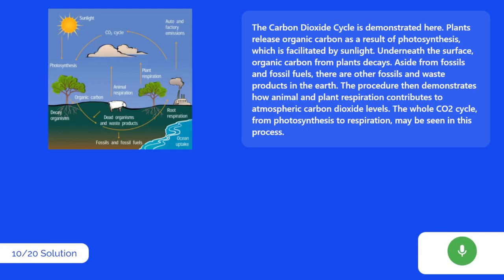The carbon dioxide cycle is demonstrated here. Plants release organic carbon as a result of photosynthesis, which is facilitated by sunlight. Underneath the surface, organic carbon from plants decays. Aside from fossils and fossil fuels, there are other fossils and waste products in the earth.